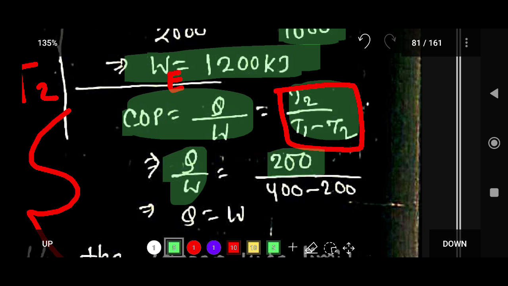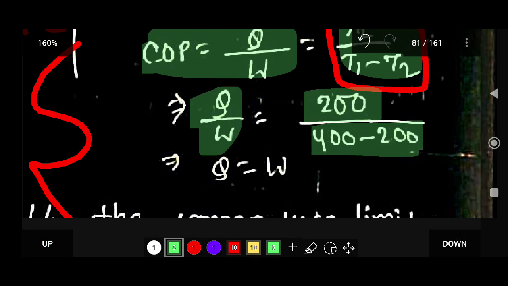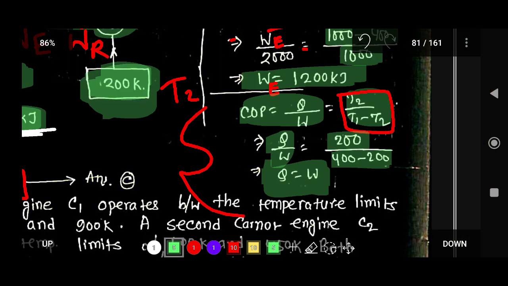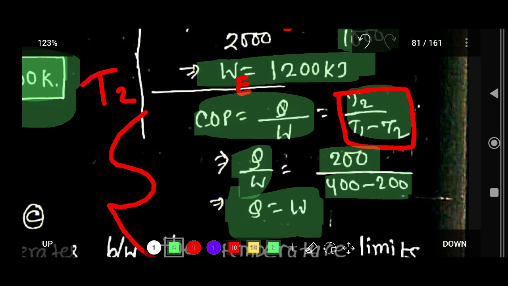What is the value of T2? That is 200 by 400 minus 200. So basically 200 by 200. Okay. So from here you can calculate that Q is equal to W. So here, as Q is equal to W, the COP will be 1. Okay. COP will be 1.